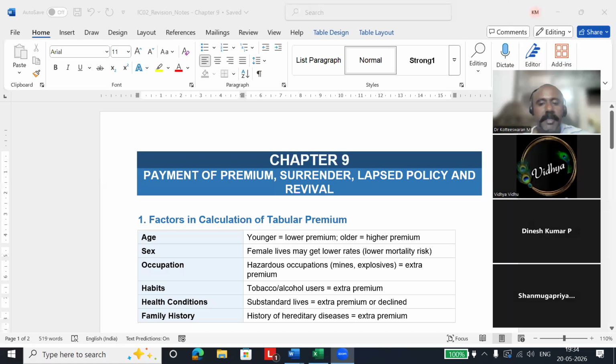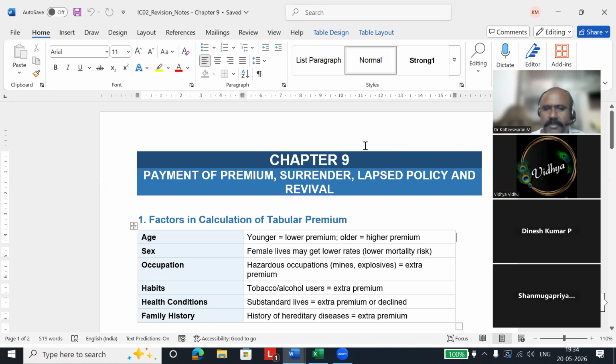So I'm sharing my screen and I will walk through chapter 9. In chapter 9, we will see about payment of premiums, how the premiums are being paid. Surrender. Surrender is something where, when you don't want the policy, you return the policy to the insurance company itself and they will pay you some amount.